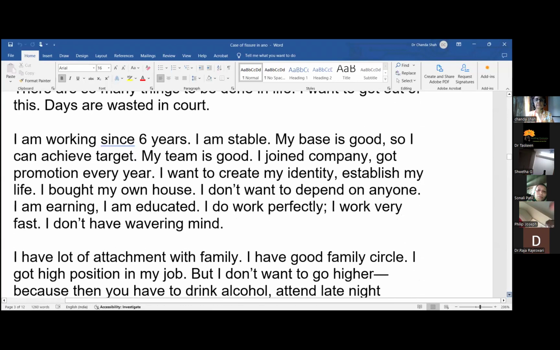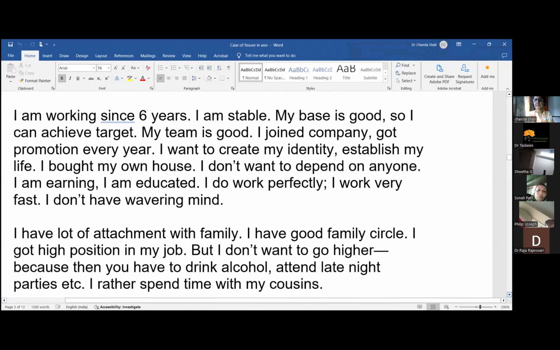Okay. Say I'm working since 6 years. I'm stable. My base is good, so I can achieve target. My team is good. I joined company, got promotion every year. I want to create my identity, establish my life. I bought my own house. I don't want to depend on anyone. I'm earning. I'm educated. I do work perfectly. I work very fast. I don't have wavering mind.